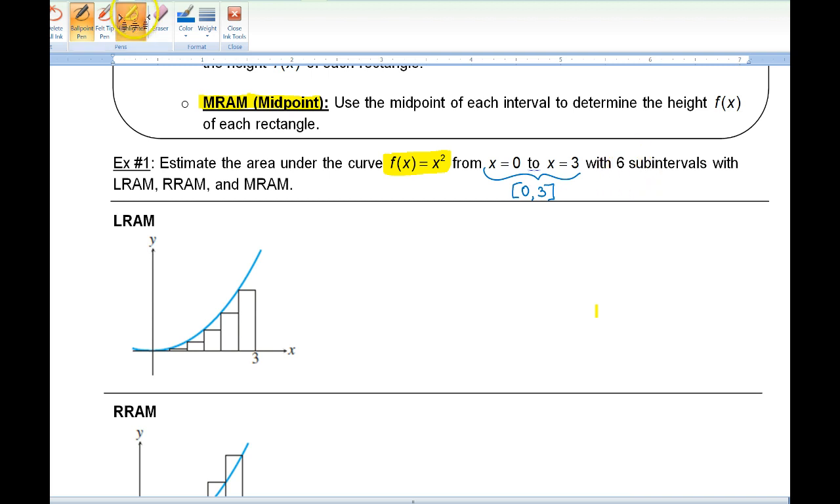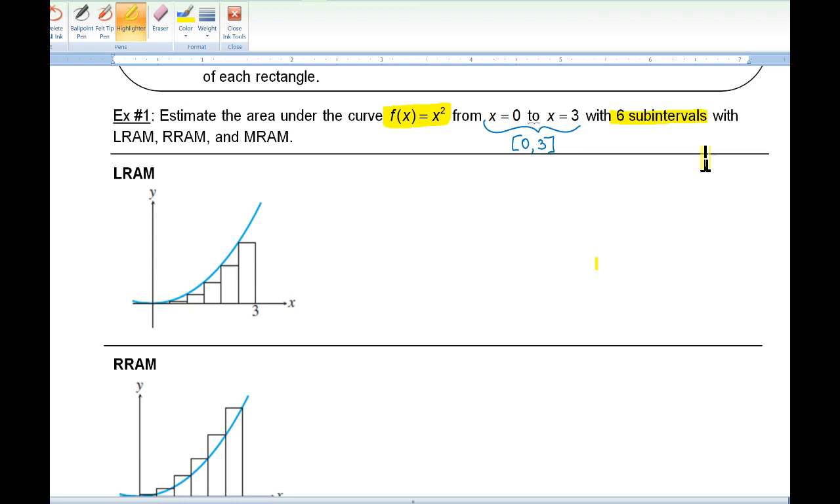Okay, so that's important also. If we have 6 subintervals from 0 to 3, so imagine, obviously here we have 0, this is 1, this is 2, and this is 3. So this will be a half, this will be 3 halves, and this will be 5 halves. Okay. So the 6 subintervals tells us how many rectangles we have.